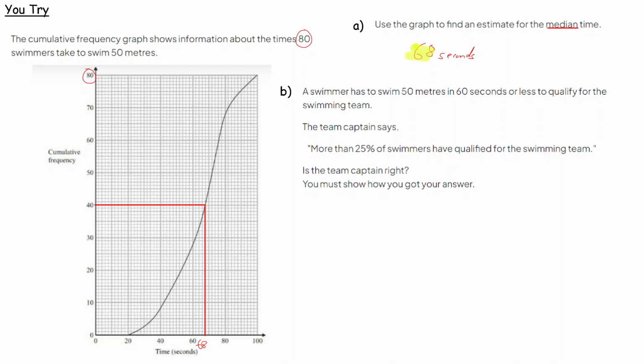A swimmer has to swim 50 meters in 60 seconds or less to qualify for the swimming team. And the team captain says more than 25% of swimmers have qualified.